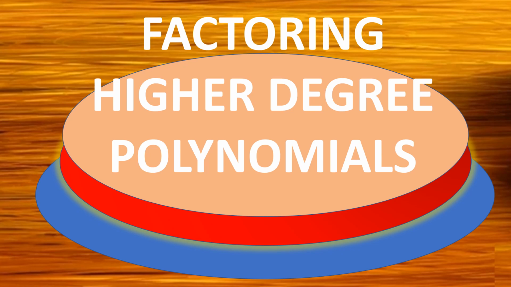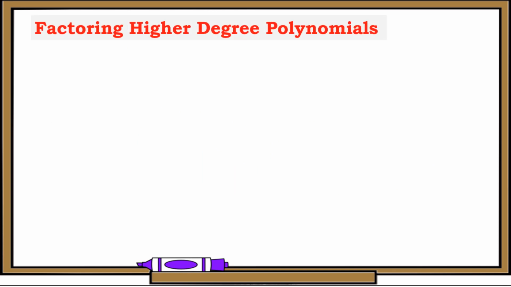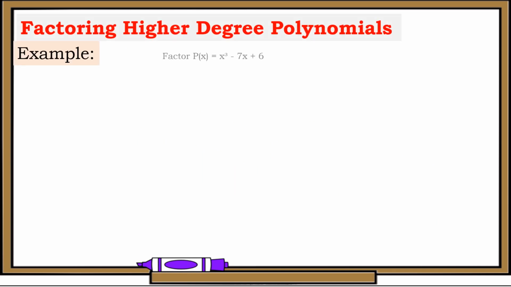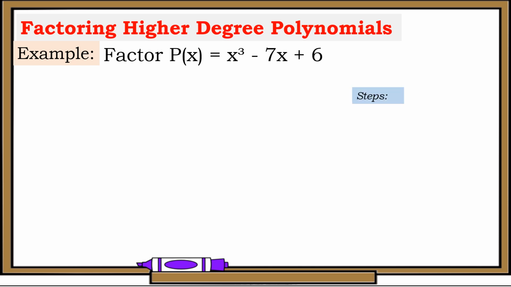Considering higher degree polynomials. For example, given, factor P of x is equals to x cubed minus 7x plus 6. Here are the steps. Step 1, factor out GCF if there is a common factor. Observing the given polynomial x cubed minus 7x plus 6, wala siyang common factor. So, walang GCF.